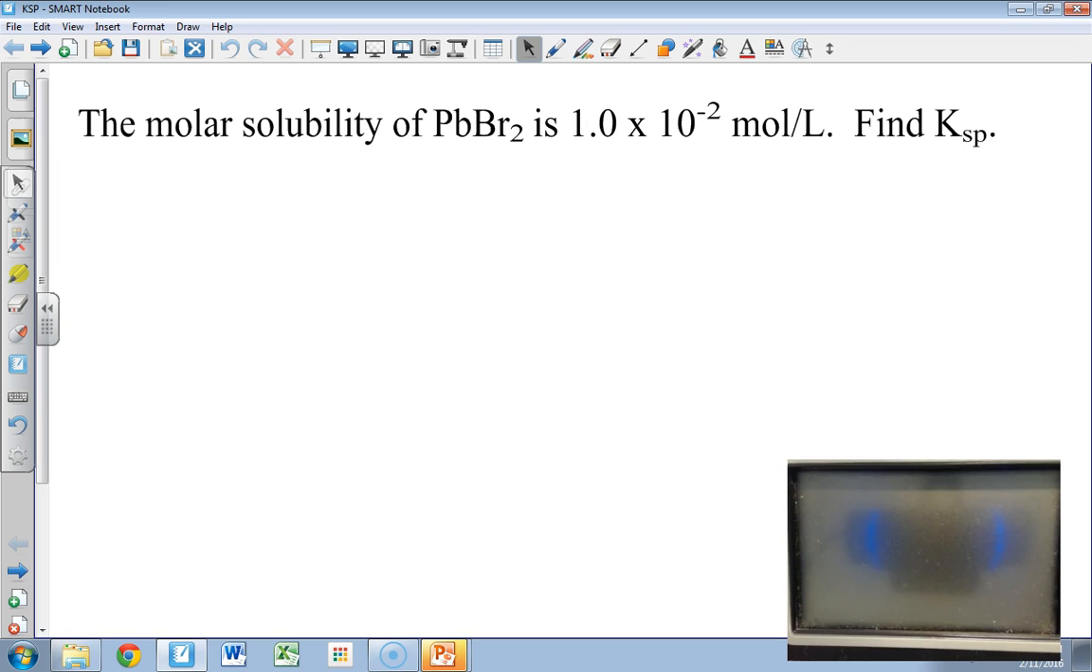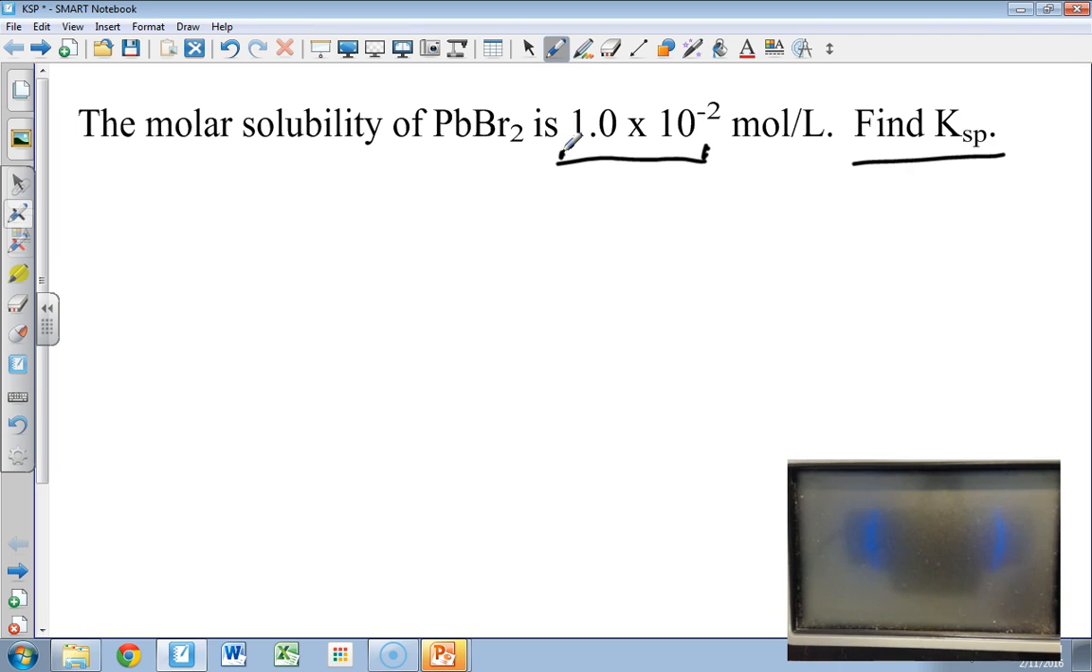So the molar solubility of lead bromide is this value. Find the Ksp. Now, Ksp is still an equilibrium problem, and the rules of equilibrium still apply to Ksp. There are two types of equilibrium problems: find the constant, or find the conditions. Well, this is find the constant. So that means that somehow this number is going to give us the conditions.